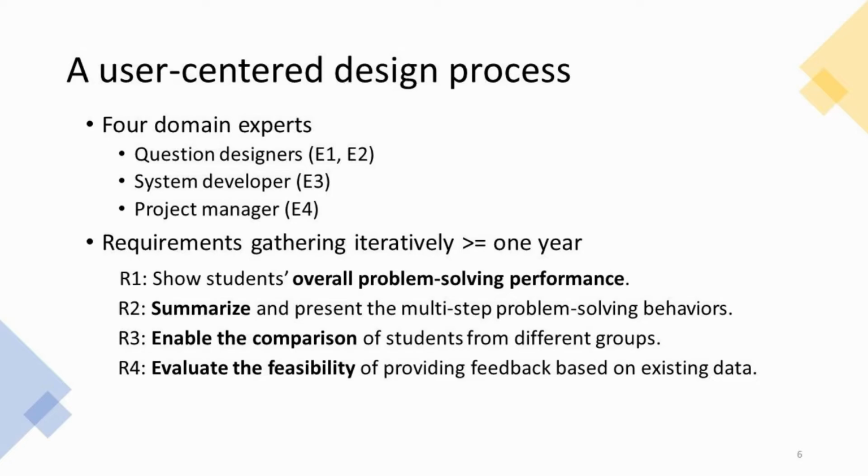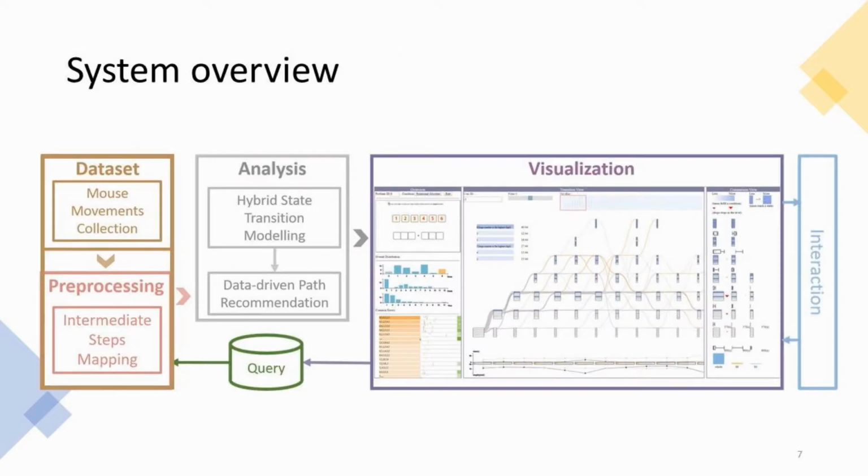Here are 4 main requirements. Show students' overall problem-solving performance, summarize and present the multi-step problem-solving behaviors, enable the comparison of students from different groups, and evaluate the feasibility of providing feedback based on existing data. Here is the system overview. It contains 4 modules: data pre-processing, data analysis, visualization, and interaction.